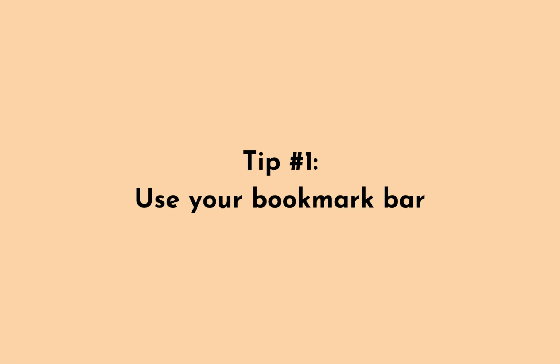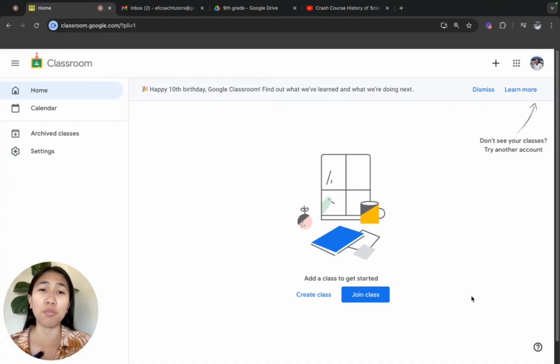Number 1, use your bookmarks bar. As a student, you probably have a lot of different links you need to access, like your Google Classroom, Gmail, Google Drive, and you most likely want to easily access it without typing the URL. To do that, you want to set up bookmarks in your bookmarks bar.